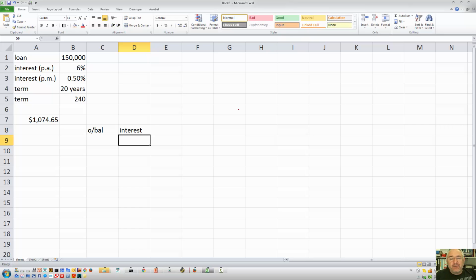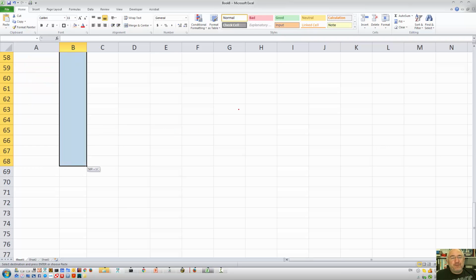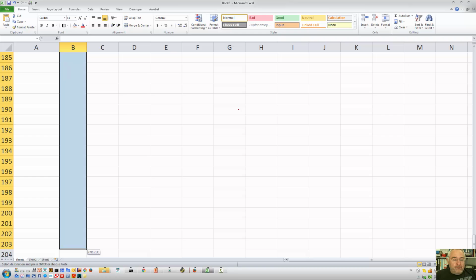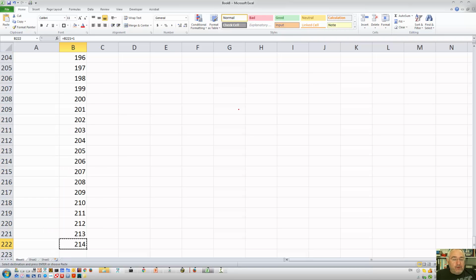Okay, so each year we're going to add some interest, we're going to take off a payment, and we're going to have a closing balance. Sorry, each month. How many months are we going to have? 240. Thank God for Excel. Imagine doing this by hand. Oh, that's only 60, so let's... about there somewhere. A few more.